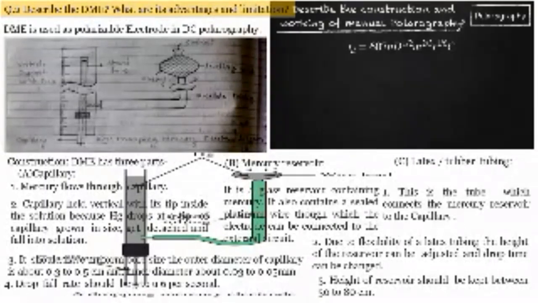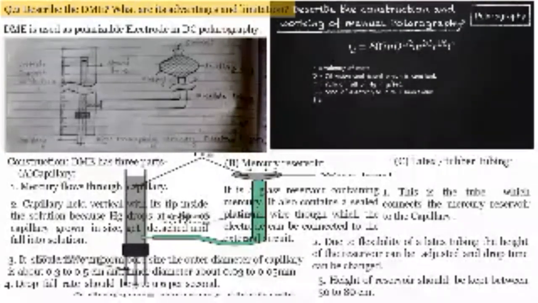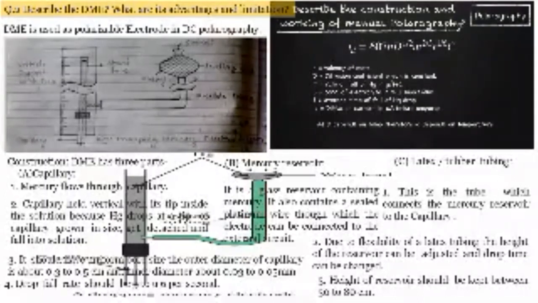1 by 6 and into C, where n is the valency of the metal, D is the diffusion coefficient which is a constant, m is the rate of fall of mercury in grams per second, C is the concentration of the electrolyte in millimoles per dm cube, t is the average time of fall of the mercury drop, and ID is the diffusion current in microamps. As D depends on temperature, therefore ID depends on temperature.